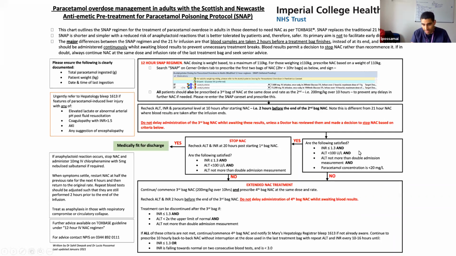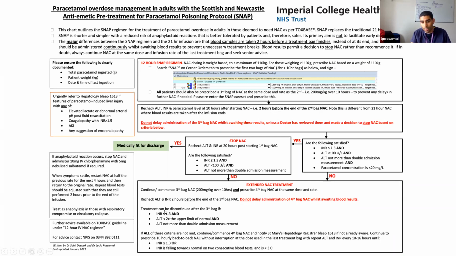Of course, if the criteria in these two boxes aren't met, then the patient does need ongoing NAC. So if you've got a third bag running, you simply continue it. If not, you start one, and prescribe the fourth. As before, repeat the blood test 2 hours before the third bag of NAC finishes. Continue with the fourth bag whilst you wait for the results and assess according to criteria. Simply, if the criteria are met, you can stop NAC, or if not, you'll need to keep giving NAC as back-to-back bags until the INR normalizes, as it says on the bottom.